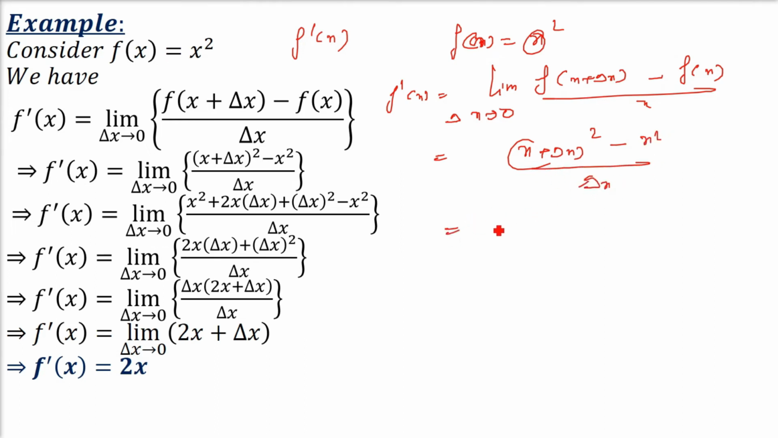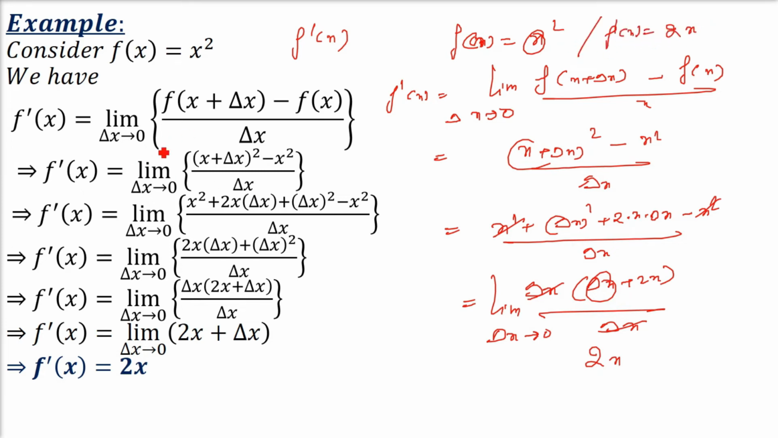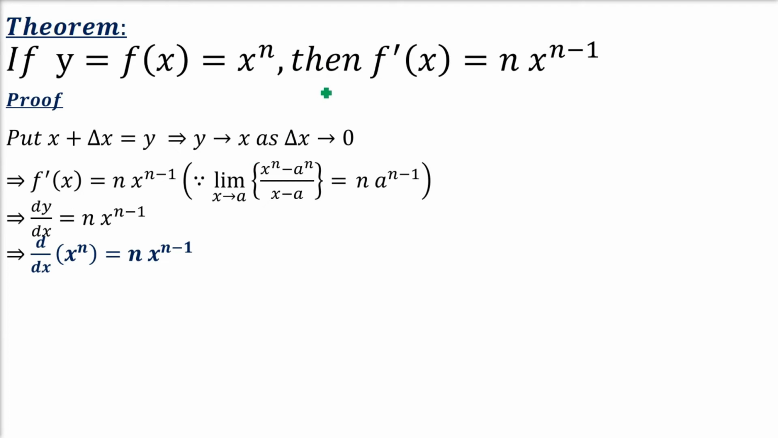So just open it. (a plus b) whole square is a square plus b square plus 2ab, so x square plus delta x square plus 2 into x into delta x, and minus x square, delta x in the denominator. x square gets cancelled. You get delta x square plus 2x delta x. Take a delta x common from here. You get delta x plus 2x. Delta x in the denominator, just cancel it out. You get delta x plus 2x. Limit delta x tends to 0. So just apply the limit, delta x will be 0. Only 2x will remain. So now you see what is d by dx of x square. What is the f dash x of x square? It's 2x.